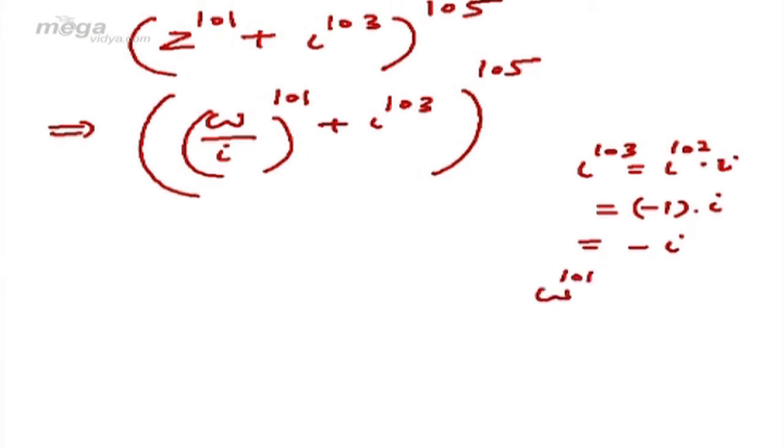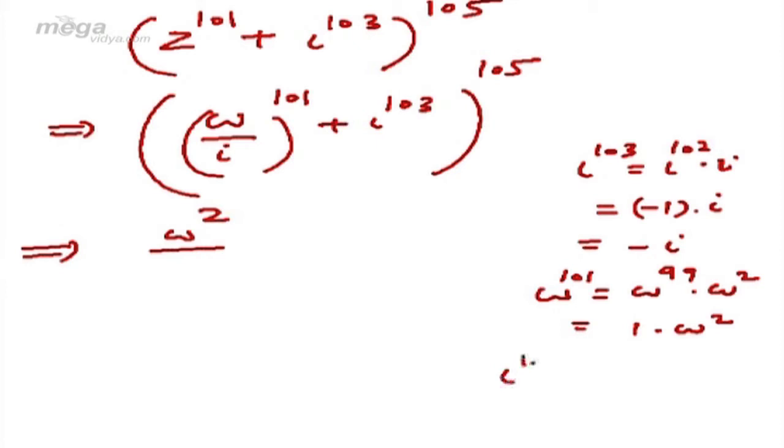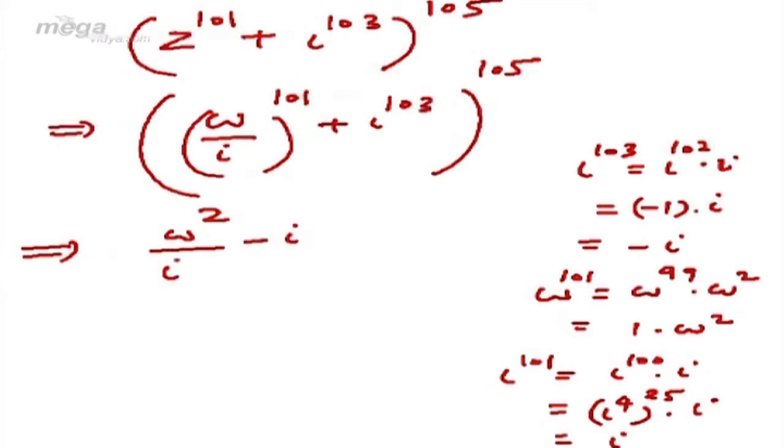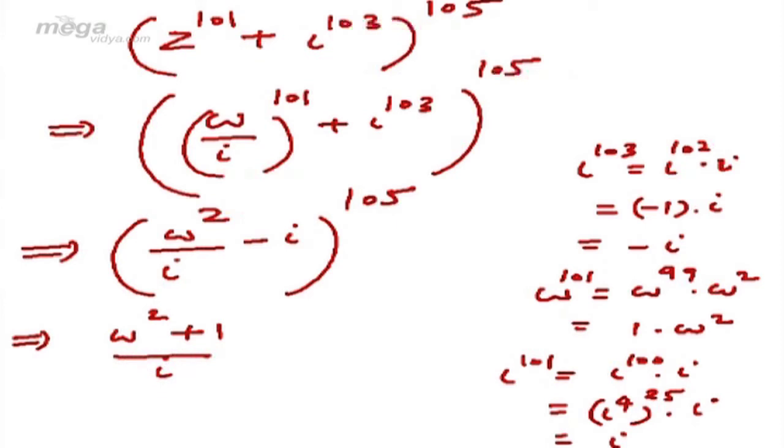Omega to the power 101 can be written as omega^99 into omega square. Omega^99 is equal to 1, so this gives omega square. i^101 can be written as i^100 into i. i^100 is equal to (i^4)^25 into i, so this will become i. So we have (omega square by i minus i) whole to the power 105. So you will get (omega square plus 1 upon i) whole to the power 105.